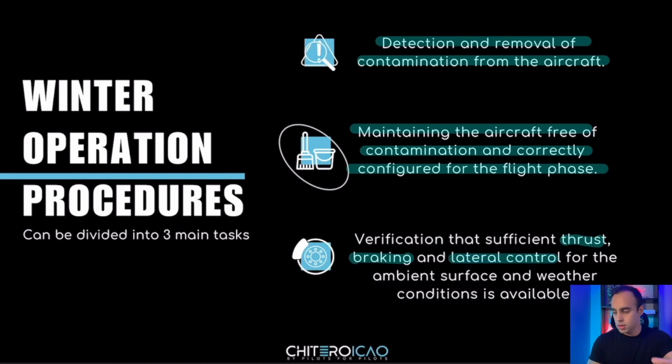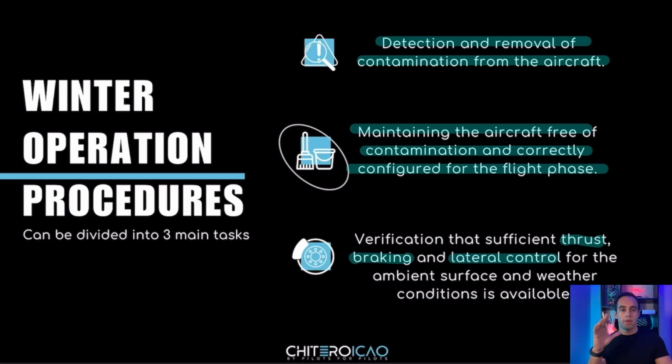So we need three things. First, clean the aircraft. After that, make sure it's going to remain clean, at least to a certain extent. And then we need to see if we have enough power, braking, and lateral control. That's how we divide the cold weather operation procedure. All right, let's go step by step here.